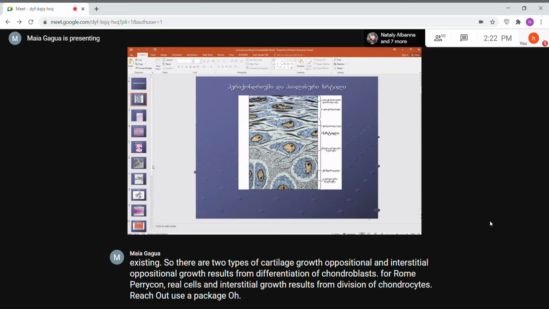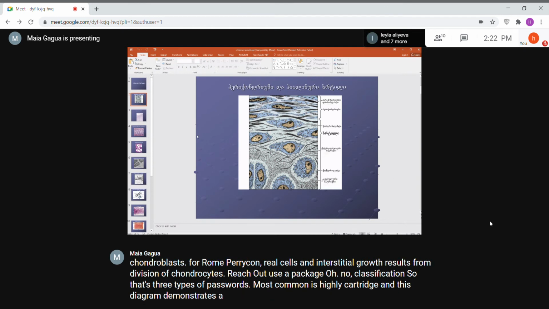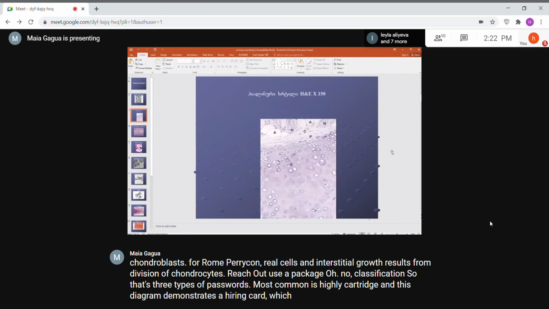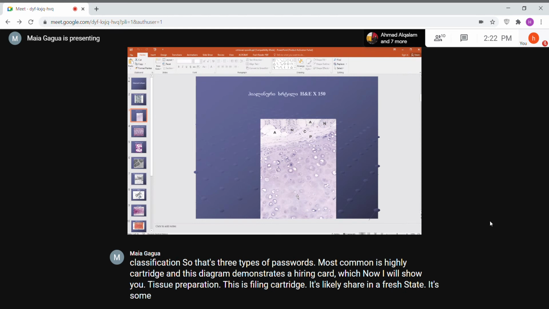Now, classification. There are three types of cartilage. Most common is hyaline cartilage, and this diagram demonstrates the hyaline cartilage. Now I will show you tissue preparation. This is hyaline cartilage. It's whitish in a fresh state. It's smooth and homogeneous, and in most regions it is covered by perichondrium.